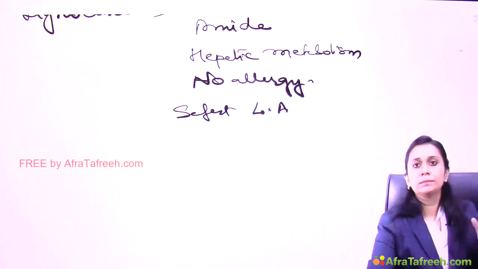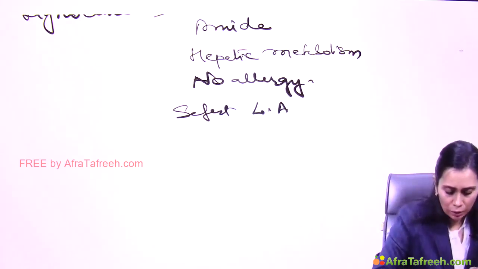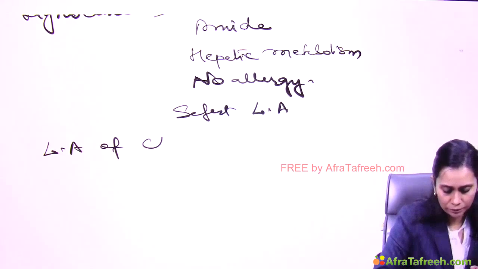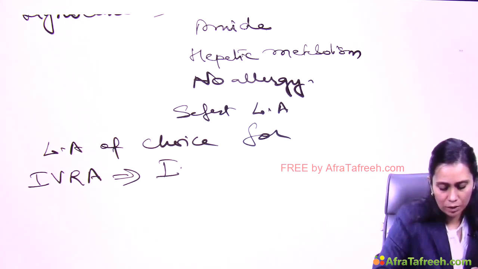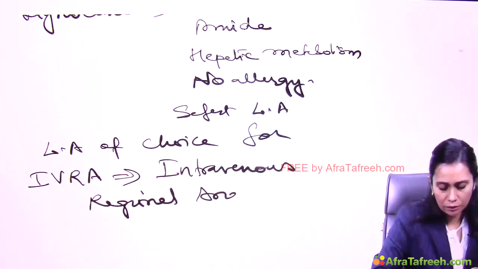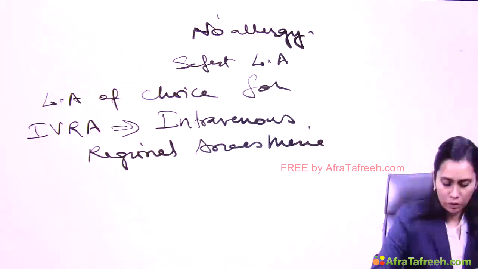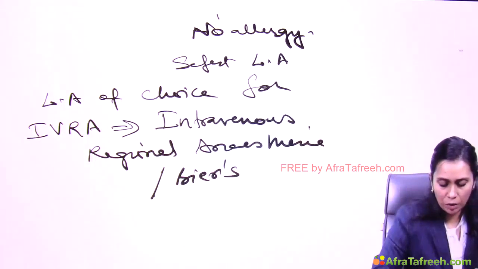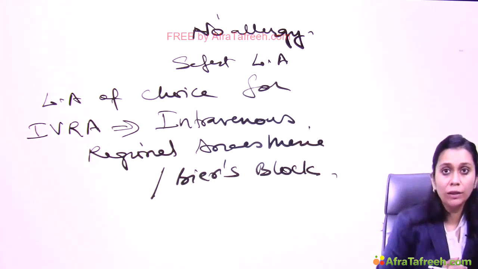Then we know it is the safest local anesthetic. Guys, safest LA, the only LA which can be given intravenously, we discussed. And this is the local anesthetic of choice for IVRA. What is this IVRA? Intravenous regional anesthesia, or we call it Bier's block.